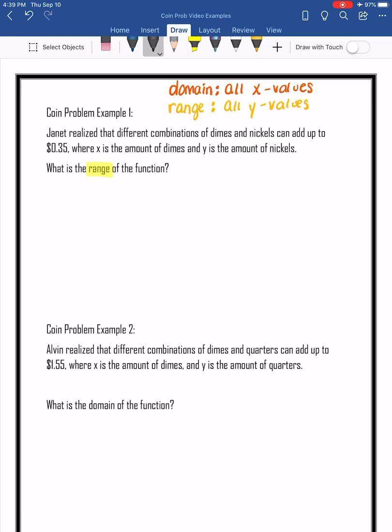So let's go ahead and draw out a table. Just a quick T-chart. All right, so it said X is our amount of dimes. So let's have X here, and that is our dimes. And Y is the amount of nickels. What we're going to do is think up different combinations of dimes and nickels that could add up to give us 35 cents. Okay, so let's think.